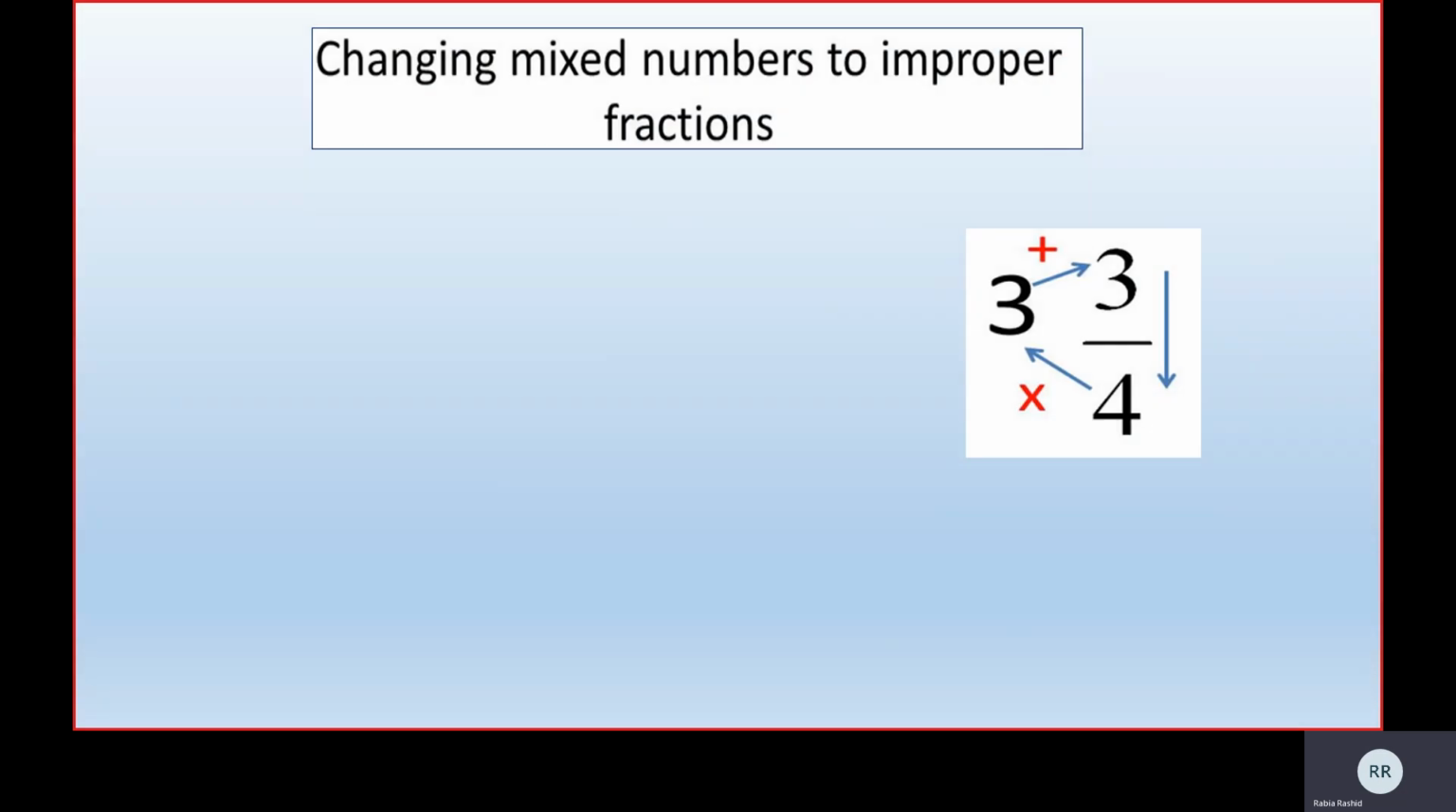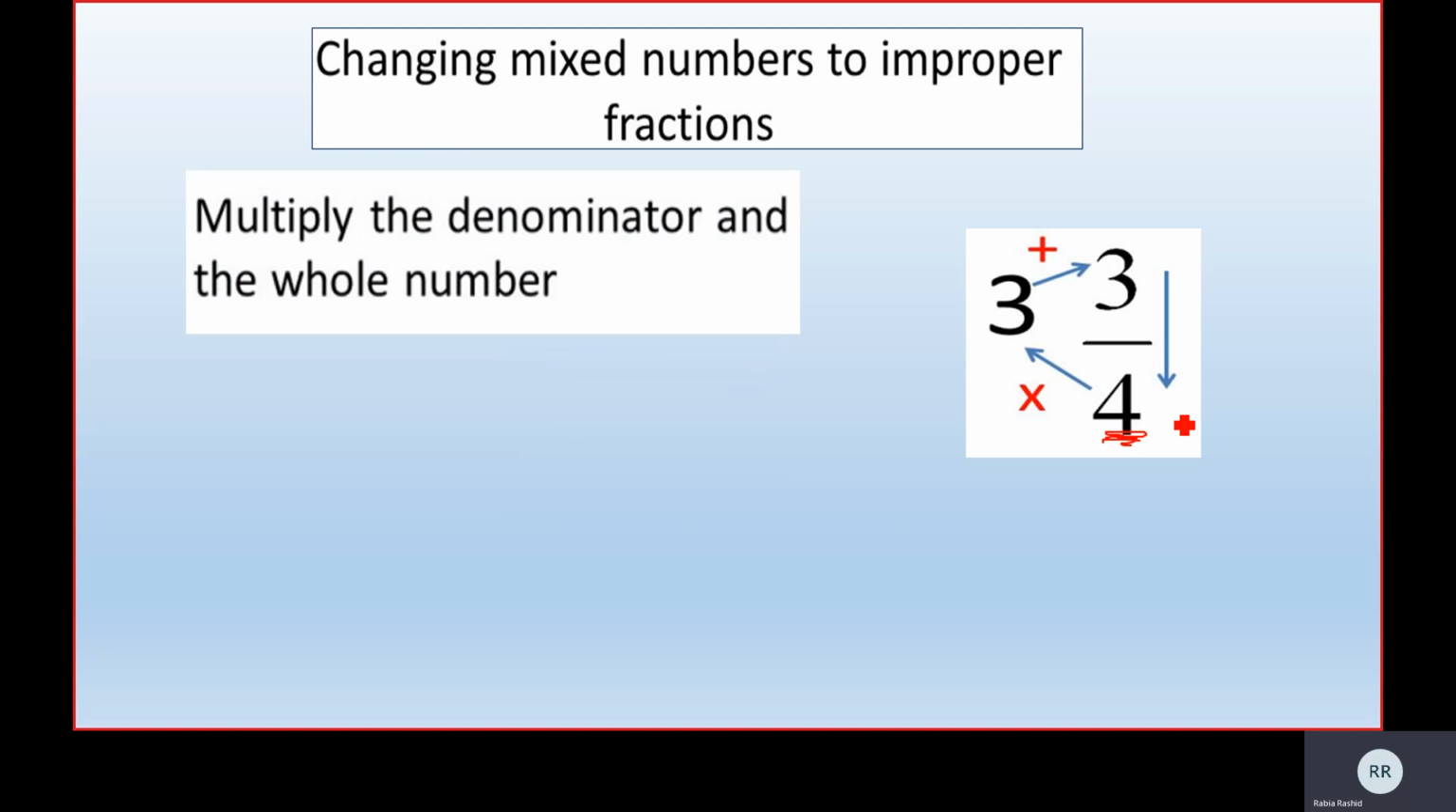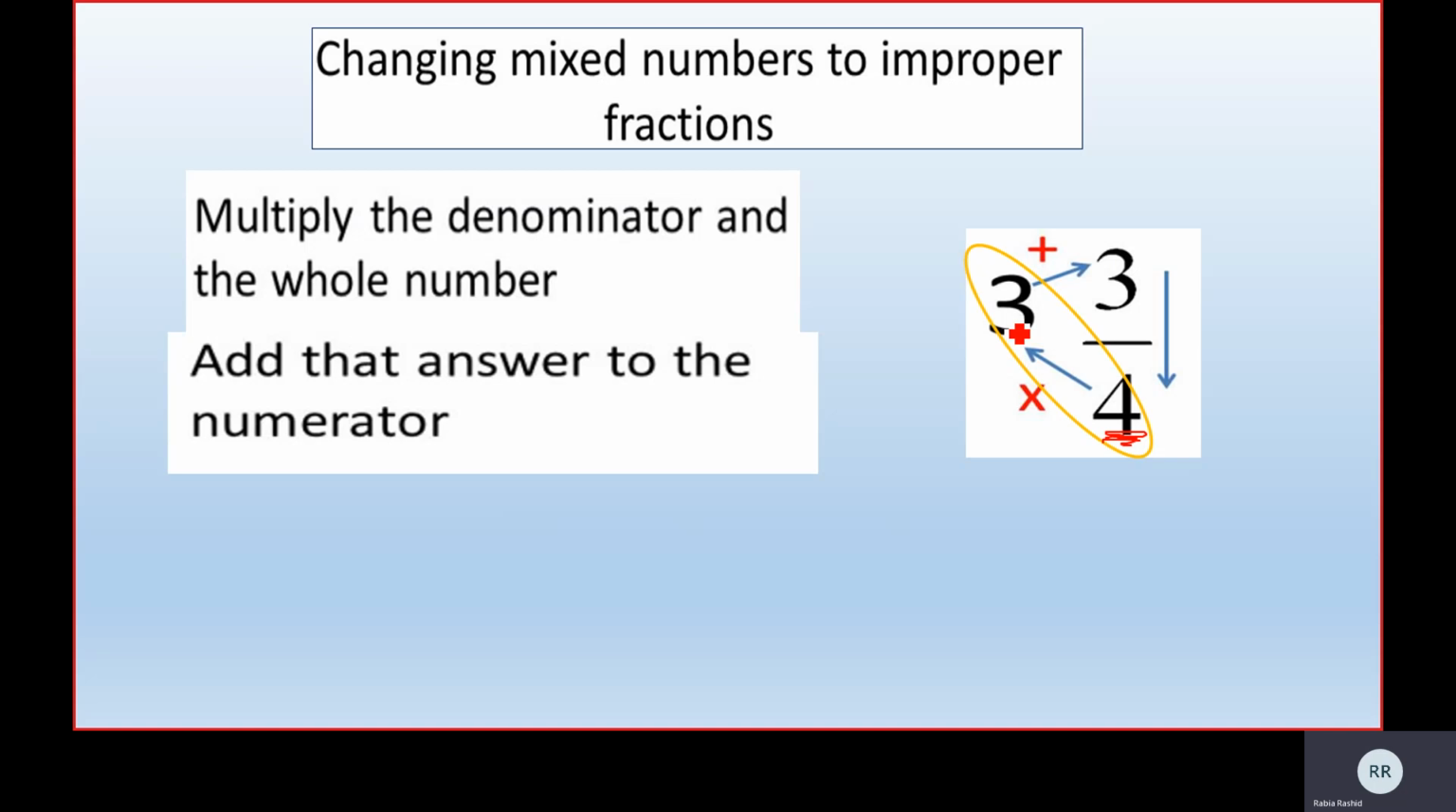Now what if we are given a mixed number and we have to convert it into an improper fraction? Here the sequence will be, we'll start from the bottom. Bottom is feet, that is the denominator. You will multiply the denominator with the whole number. Feet to shoulder. Then whatever you get, add the head. Feet, shoulder, head. Feet, shoulder, head.